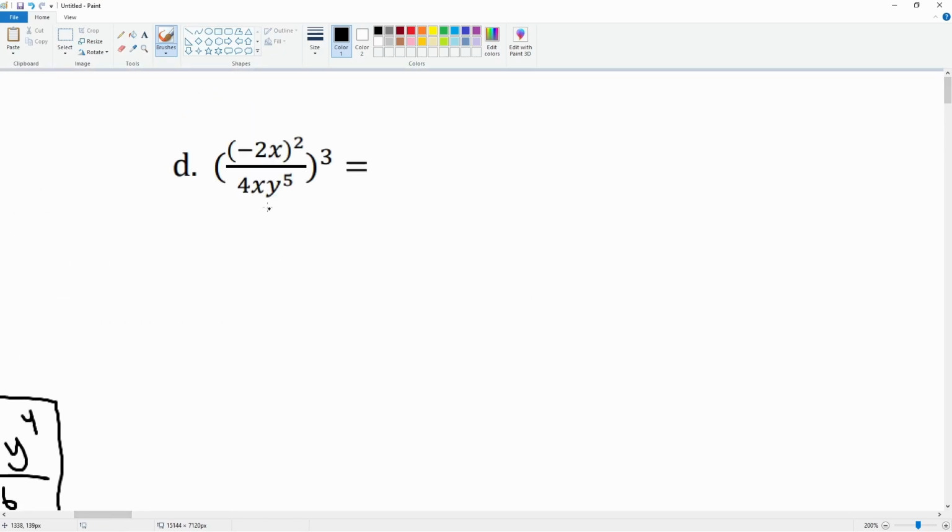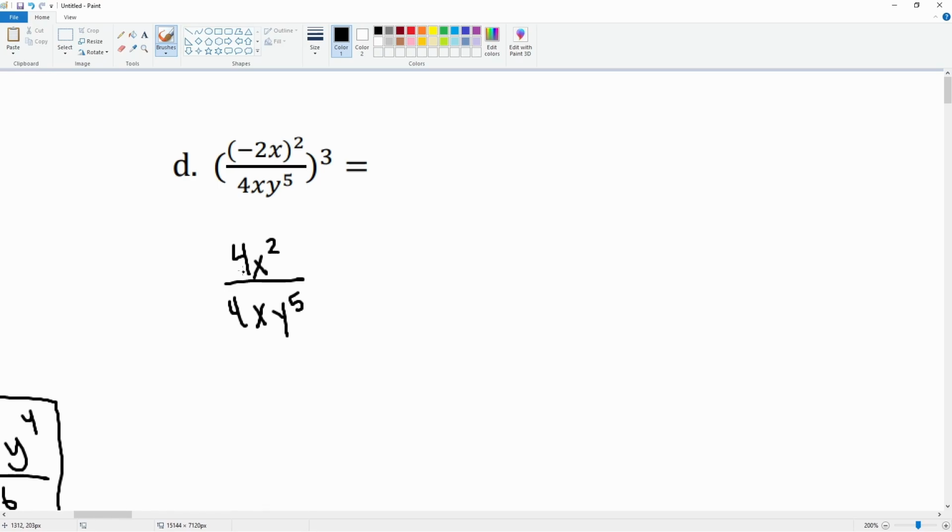Next. All right, so again, we have a parentheses inside of parentheses, so let's deal with that first. What does this become? Well, we can distribute that 2 inside to everything. Negative 2 squared, x to the 2 power. Negative 2 to the second power is negative 2 times negative 2. That becomes a positive 4. So this was on the inside, on top. Then we have the bottom, 4xy to the 5th power.